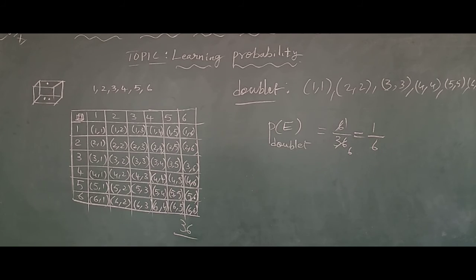So this is the probability of getting a doublet. In this way they'll ask questions in dice problems. Let's move on to the next topic, that is coins. Okay, so let's move on to that.